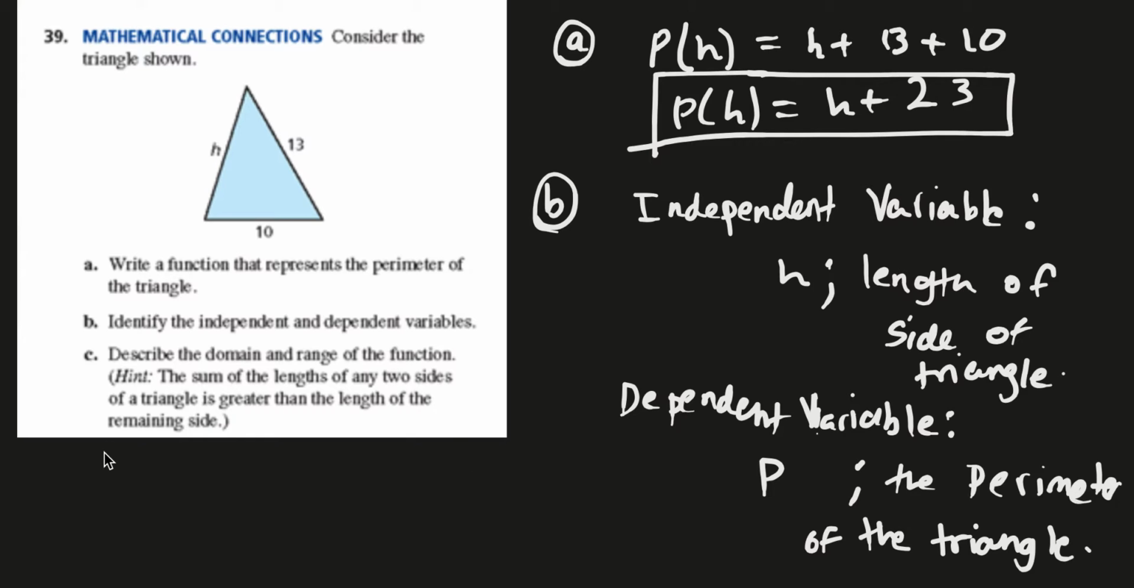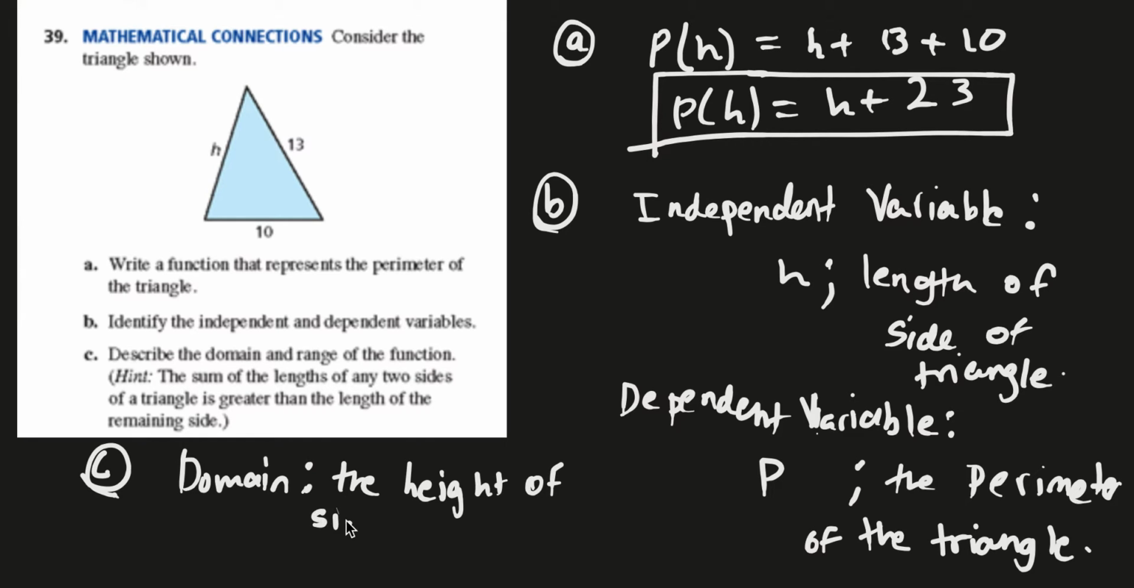That's it. Let's look at part C. C is the interesting one. Describe the domain and range of the function. When they say describe, I think what they mean is actually state it, but you can also describe it if you wanted to. So the domain, I'm going to first do this before I read the hint. The domain is, because we cannot answer this one without any hint, the height of the third side of the triangle.